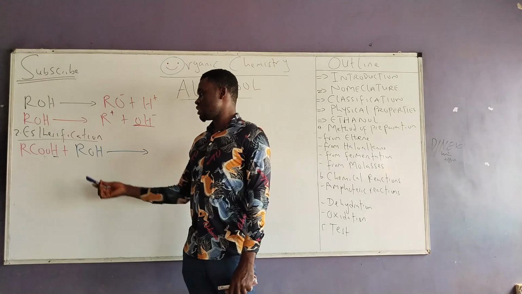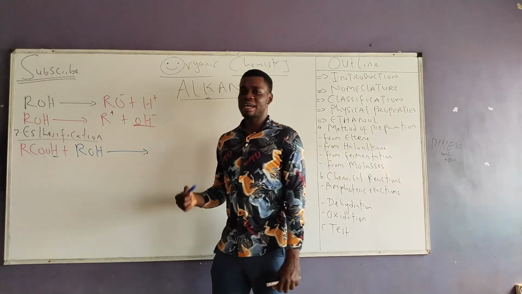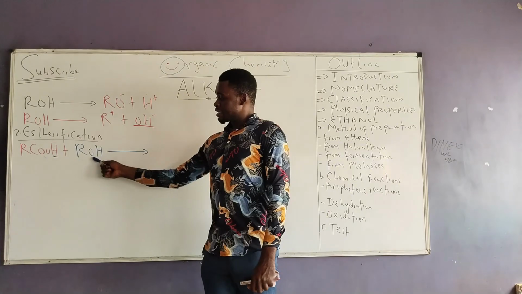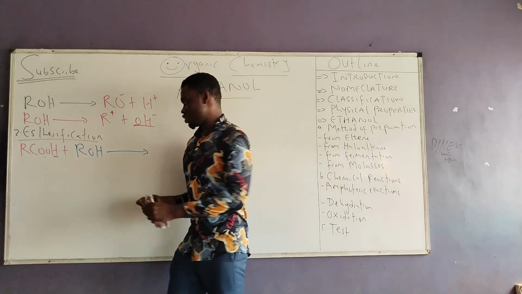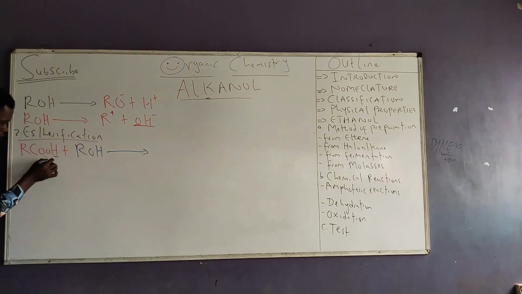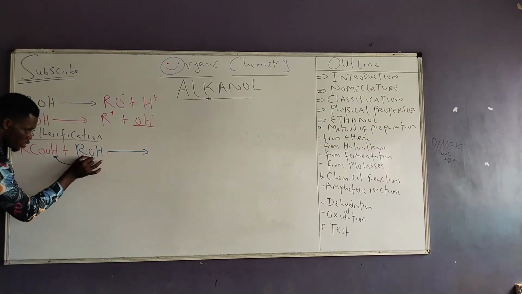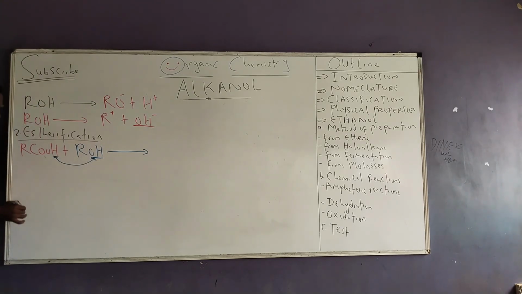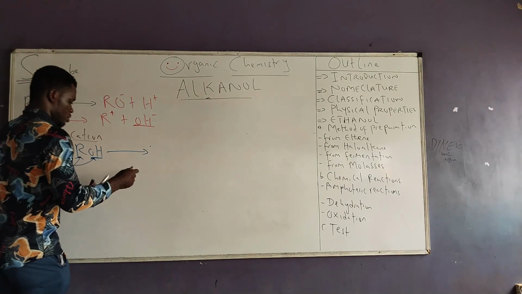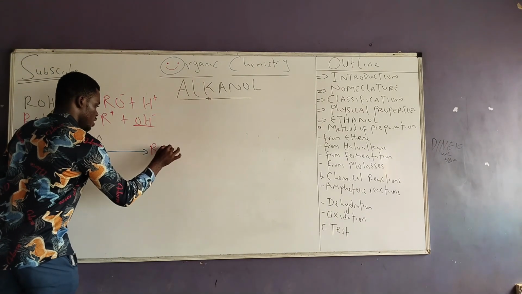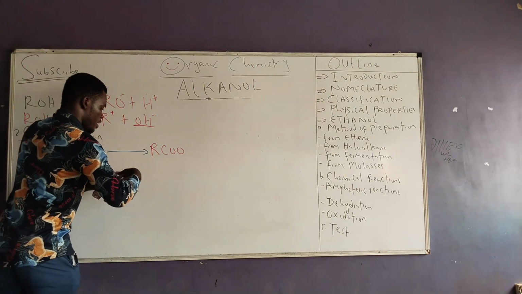Of course, it's an organic acid. This alkanol here will act as a typical base by releasing hydroxide ion. This will act as a typical acid by releasing hydrogen ion. So essentially what happens is this: the H simply goes with the OH, while every other thing here simply goes with the other. So it is a very simple reaction. So RCOO picks this R, and we have RCOOR.